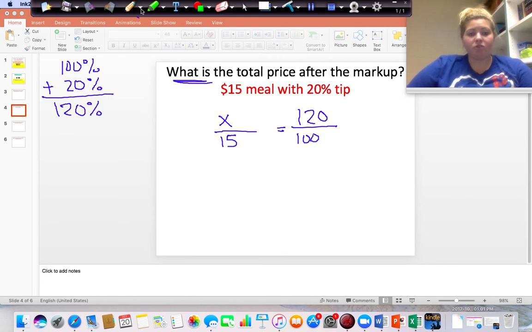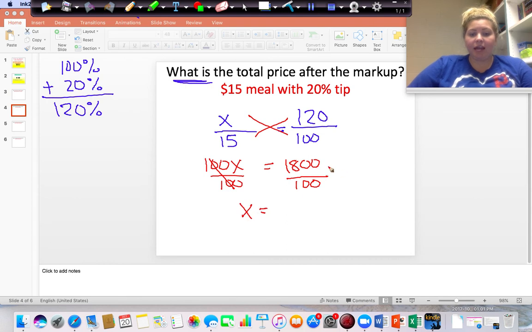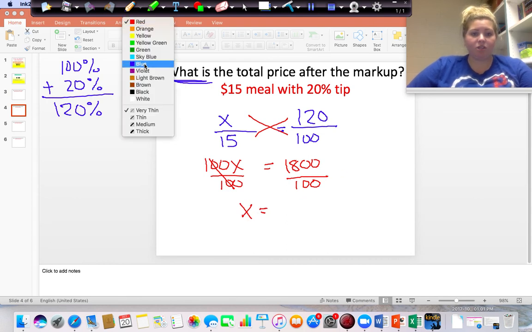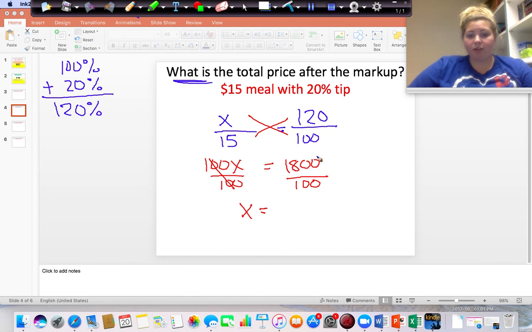To solve this, we need to cross multiply here. 100 times x is 100x. 15 times 120 is 1800. And to solve, we would divide both sides by 100. 100 divided by 100 is 1, and 1 times x is just x. And 1800 divided by 100, there's a trick that we can do here. When you have zeros on the end here, you can just cut off your zeros. That's the same thing as dividing them. So we get 18 over 1, which is just 18. So our price for our meal after our 20% tip is $18.